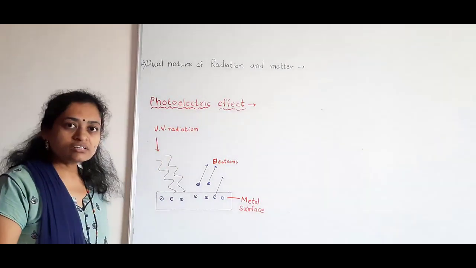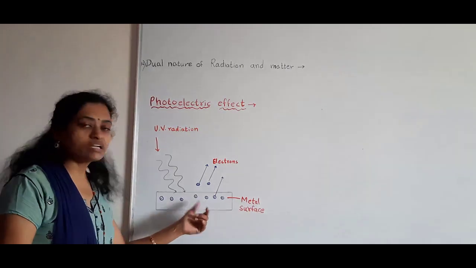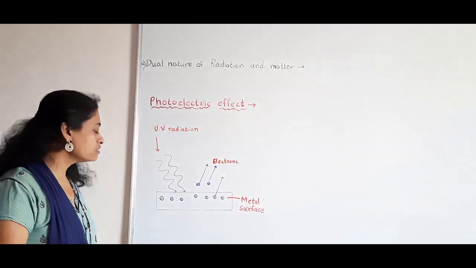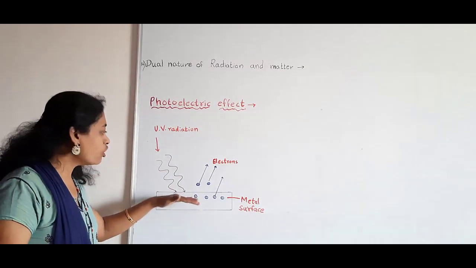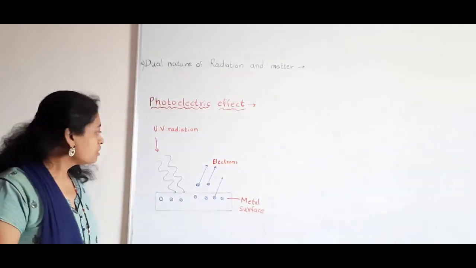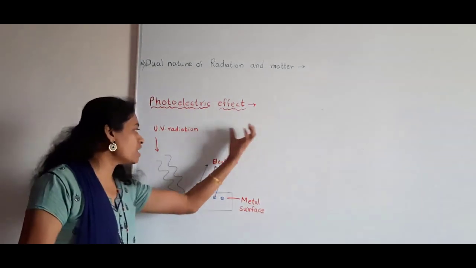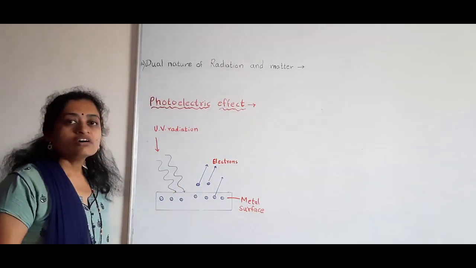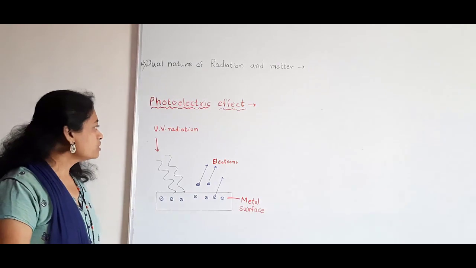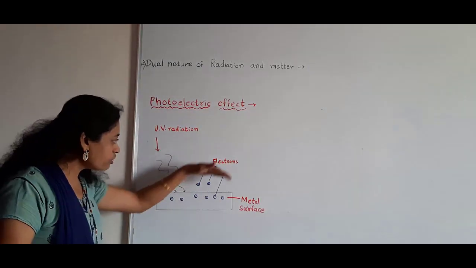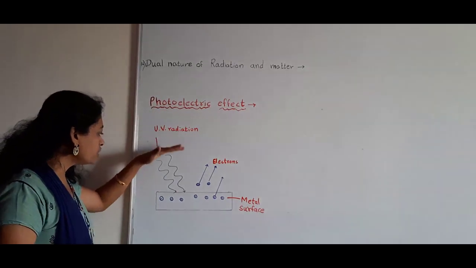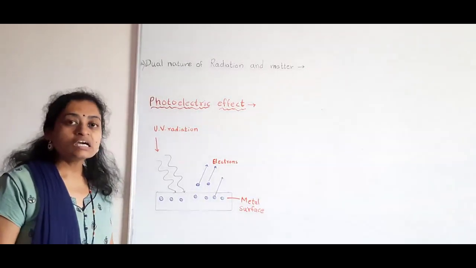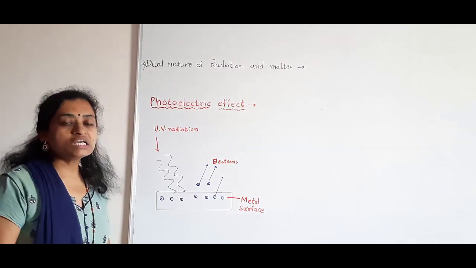What is this effect? Consider a metal surface such as zinc, and ultraviolet radiation is allowed to fall on this metal surface. What happens? Electrons are immediately emitted from the metal surface. This emission of electrons from the metal surface when ultraviolet radiation falls on it is called the photoelectric effect.